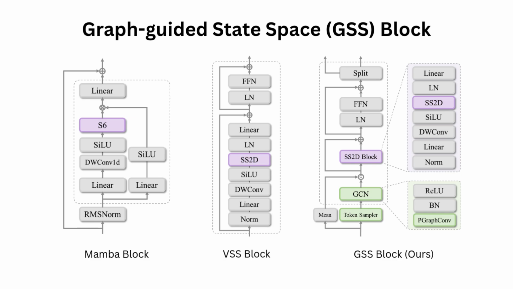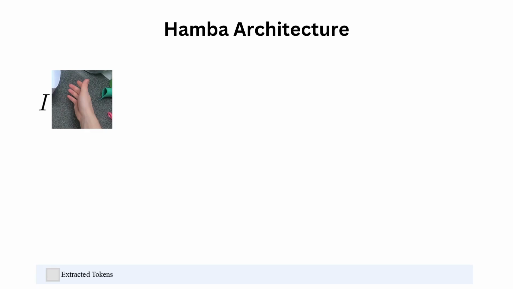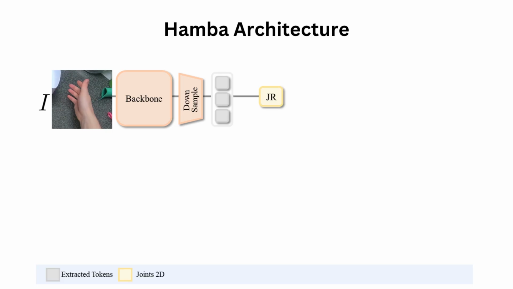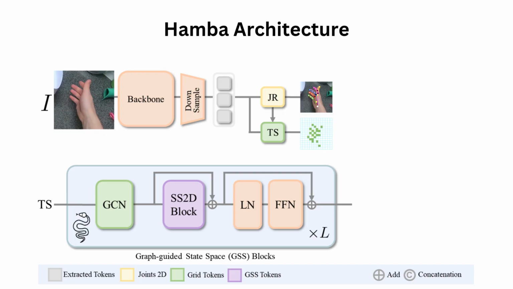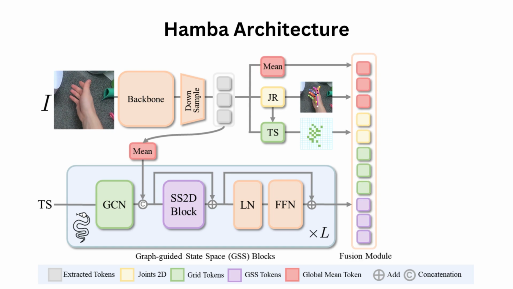The Hamba model is relatively simple to understand. First, we feed the cropped hand image through a backbone to extract tokens, which go through a downsampling process. Next, the tokens are input into a joints regressor, which predicts the 2D hand joints, which are utilized by the token sampler as a strong local context. These tokens are fed to the graph-guided state space block and concatenated with the mean token, which provides the state space model with a strong graph structural relationship, apart from the local and the global context. Finally, we fuse all tokens together and regress the MANO hand parameters.